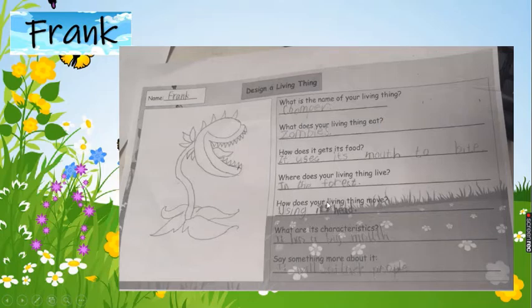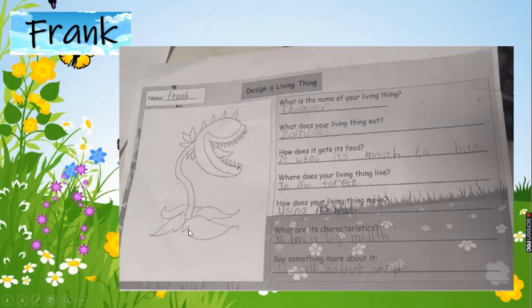And how does it get its food? Well, it uses its mouth to bite. This living thing has a big mouth with sharp teeth, and it uses it to bite its food, and it lives in the forest. How does your living thing move?